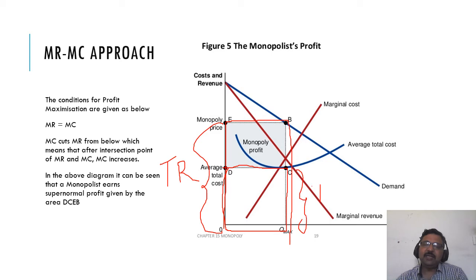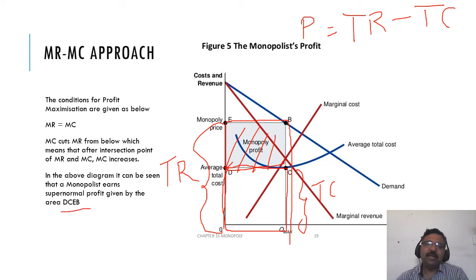Profit is defined as the difference between total revenue and total cost. The total revenue minus this total cost is the area which is the profit earned by the monopolist. You can see this profit is given by the area DCEB. So the firm earns maximum profit here. Again, I repeat the conditions: MR equals MC, marginal revenue equals marginal cost, and the marginal cost curve cuts marginal revenue from below.